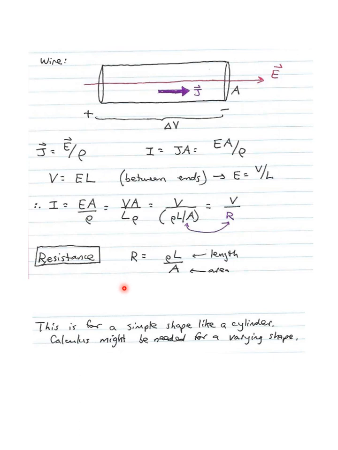Now this is for a simple shape like a cylinder. If it's a more complex shape, such as in the textbook, at least in the second edition, there's number 61 and number 63. They deal with more complicated shapes. You might need calculus.